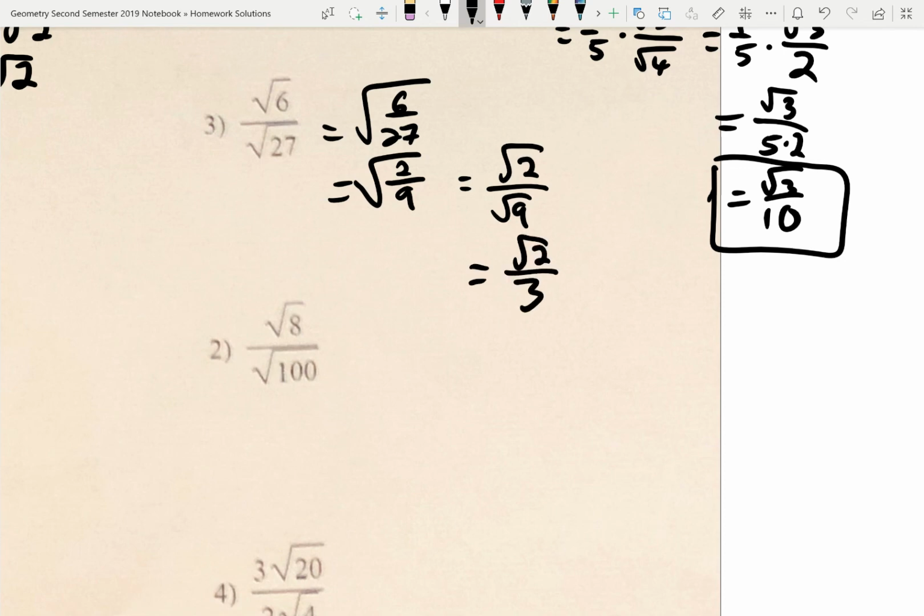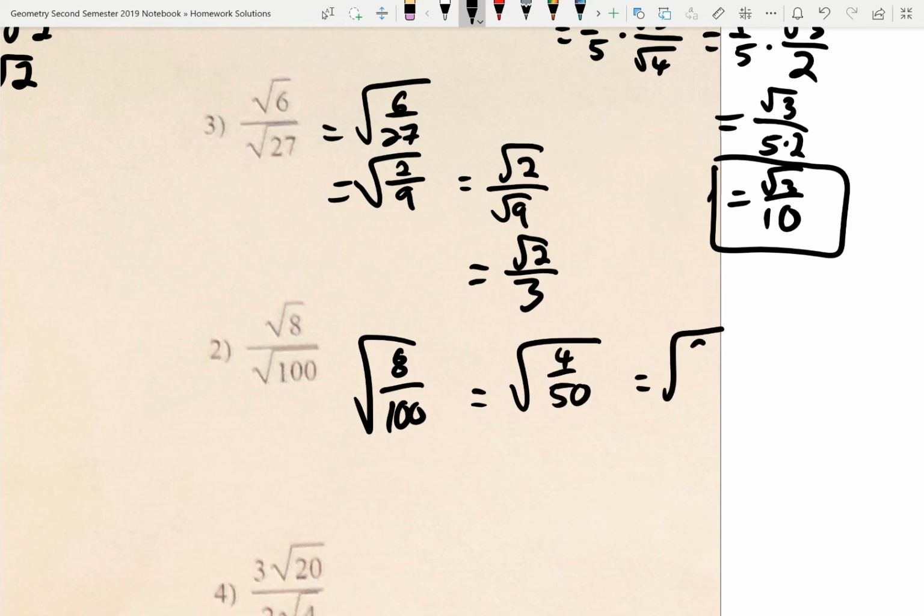Okay. Root 8 over root 100. Root 8 over 100. Root 4 over 50. Oh, I can do that even more. 2 over 25. So that's root 2 over root 25. Root 2 over 5. Nice.